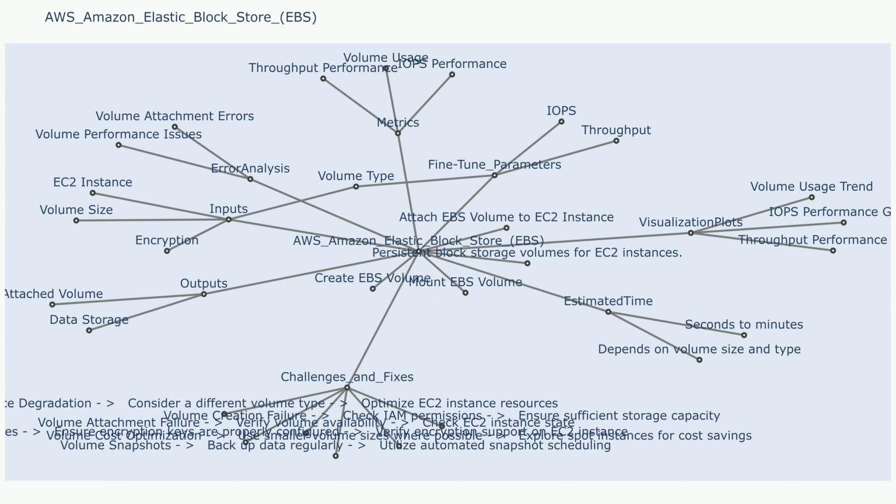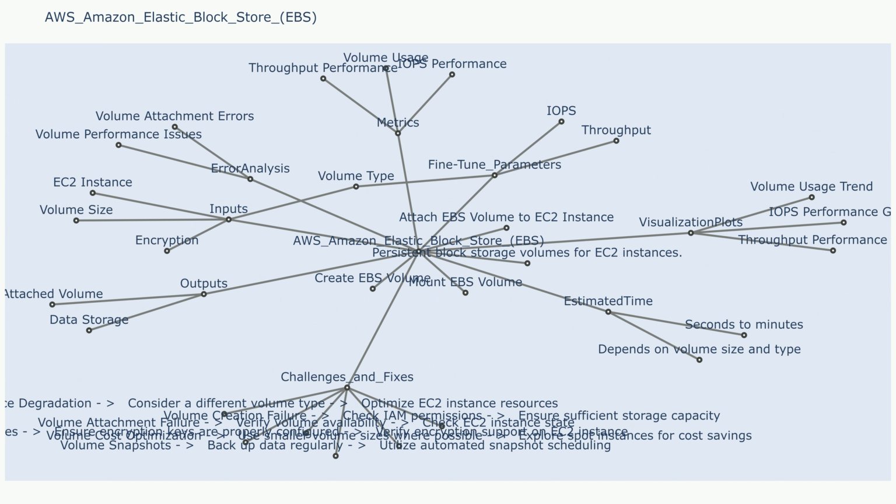Snapshotting, optional. Purpose: to create point-in-time backups of your EBS volumes for data recovery and protection. Explanation: EBS snapshots are essentially images of your volume data at a specific point in time. They can be used to restore your volume to a previous state or create new volumes from the snapshot.